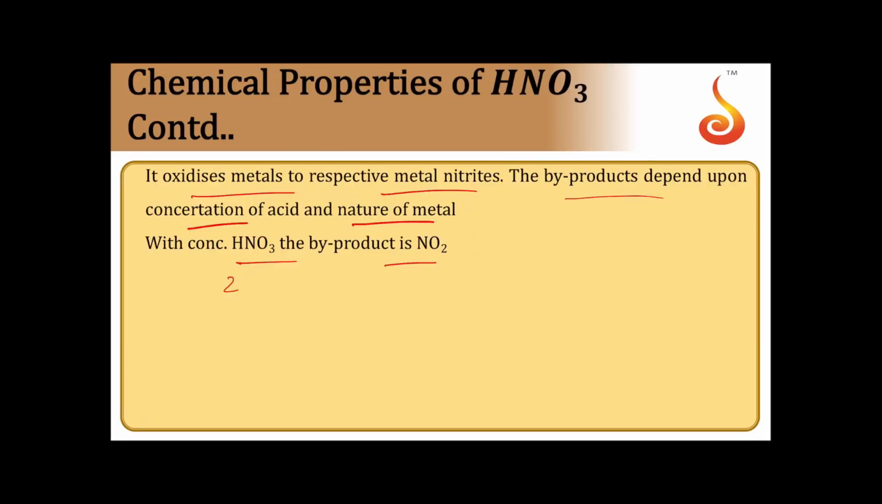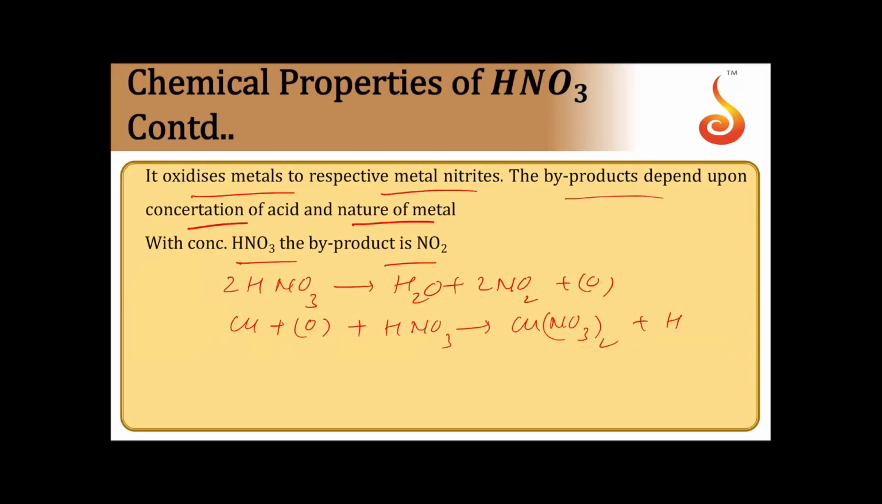Again, reactions remain the same if it is concentrated HNO3. That is, HNO3 giving rise to H2O plus 2NO2 plus nascent oxygen. Suppose you take copper plus oxygen, it forms copper oxide and dissolves further in HNO3. Finally it forms copper nitrate and H2O. So this will be 2 here now. Both are being balanced here.